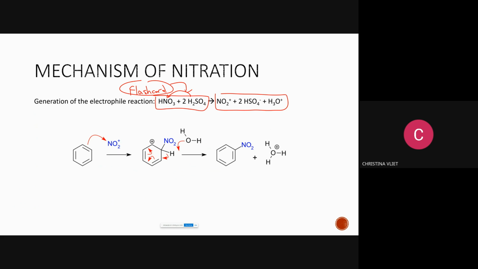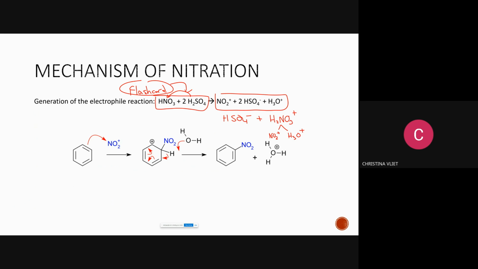How do I know that? In the products, you get HSO4-, and you actually originally get H2NO3+. But this doesn't stay together, it falls apart. And so when it falls apart, it becomes NO2+, and it becomes H3O+. And it's not balanced, but that's the idea of what happens.